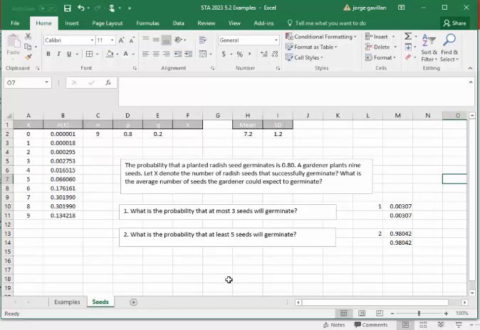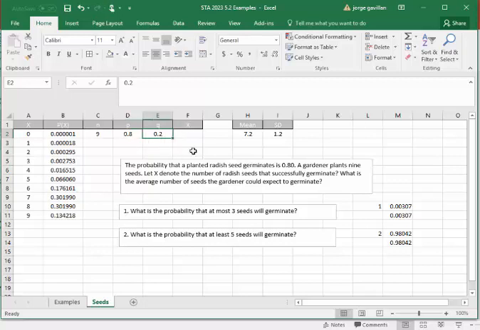So here, the probability that a planted radish seed germinates is 0.8. A gardener plants 9 seeds. Let x denote the number of radish seeds that successfully germinate. What is the average number of seeds the gardener could expect to germinate? So the first thing is I have some pieces of information. My n is 9, which is the number of trials. The probability of success is 0.8, which in this context means that the seed will germinate.